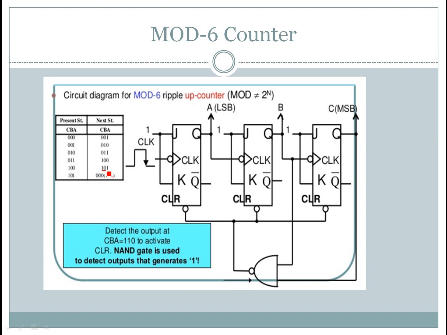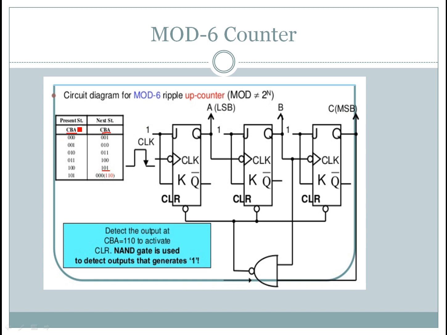101 is the binary equivalent of 5. So by using 3 bits we can represent 5 in binary, hence it requires 3 flip-flops. Mod 6 counter requires 3 flip-flops, and here A, B, C are the outputs. Here C is the MSB and A is the LSB, as you can see here, C, B, A.